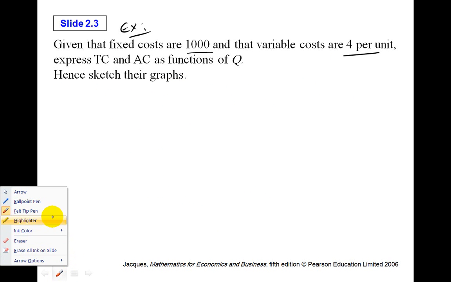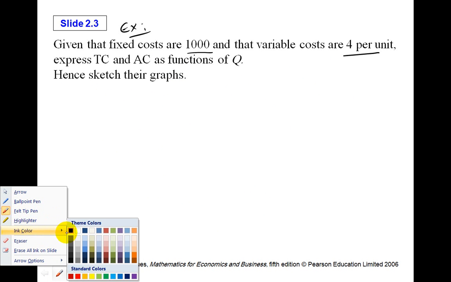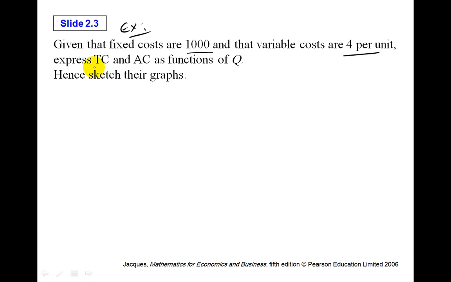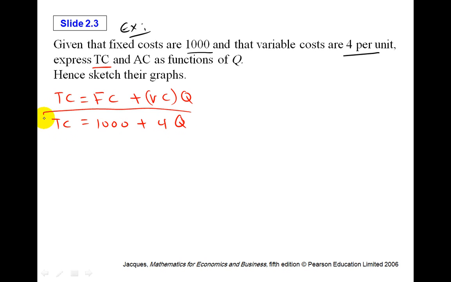Okay, so I'll start with the total cost. Total cost is, as I told you, fixed cost plus variable cost times quantity. Your fixed cost is here 1000 plus the variable cost is here 4 times Q. So this is total cost. So let's start by sketching this graph, and then we will go to the average cost.